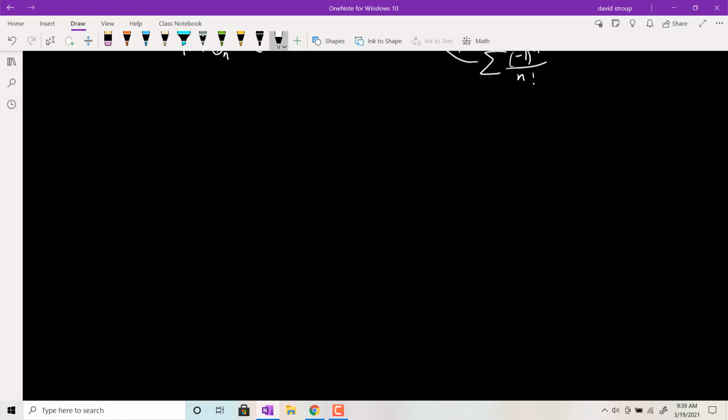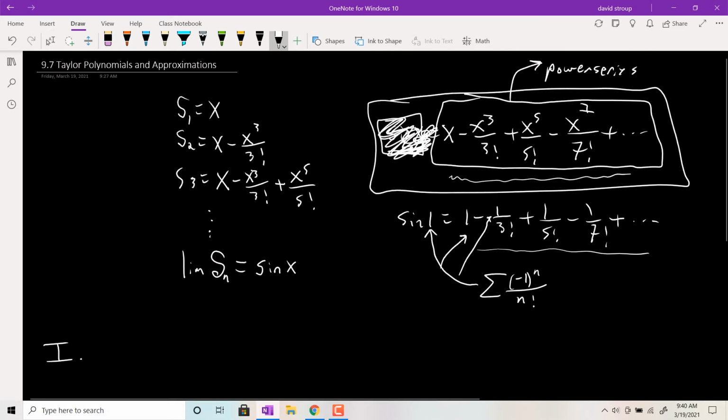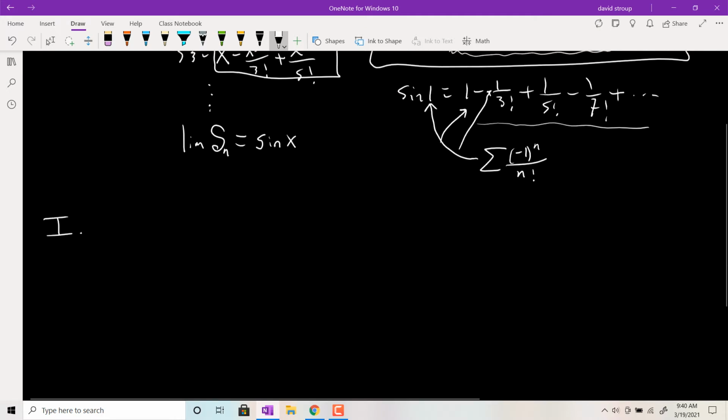Okay, so first, we're going to look at doing some approximations with polynomials. Basically, you're given some function like sine of x, and you want to build these things which you're hoping will converge to sine of x. You want to build a sequence of polynomials, right? So first, we have to learn how to build those polynomials.